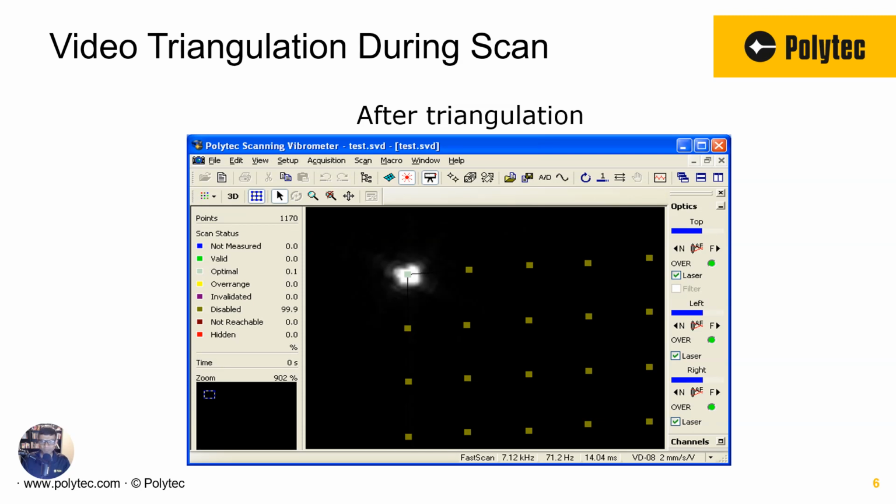So I hope this helps. Video triangulation, super important, very helpful for getting the highest fidelity data.